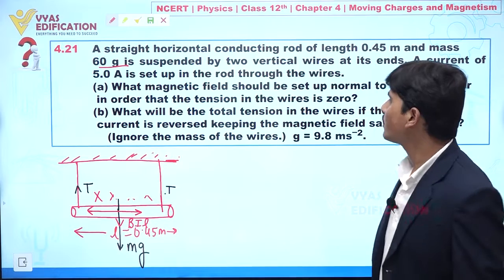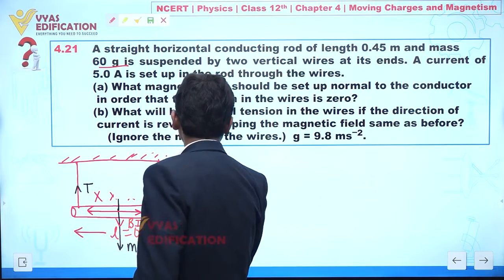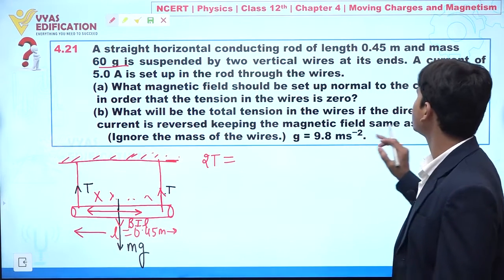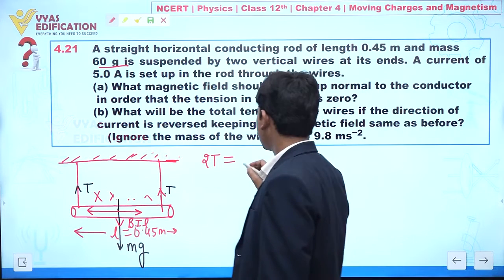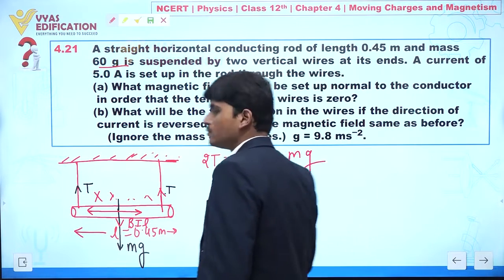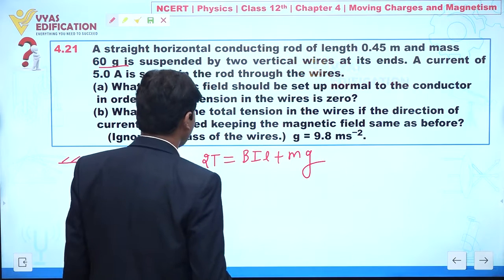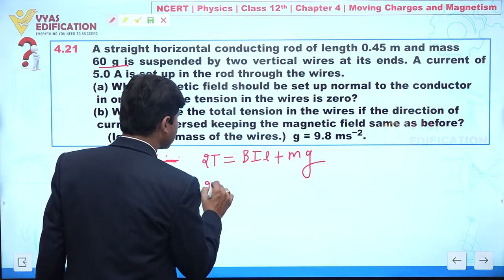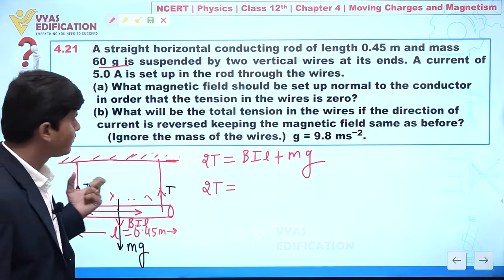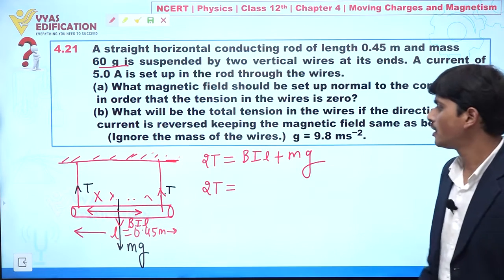Clear? So now our objective in this question is to calculate the total tension. So from here we can write like this: the value of tension 2T. Clear? We have to calculate here the total tension in the wire. Clear? So I can say 2T is given by BIL plus mg. Clear to everyone? So now we can say, can we calculate the value of this? Yes, I can say 2T is given by BIL and mg. Clear? Now we can calculate, yes or no? Yes, definitely we can calculate. So how can we calculate?